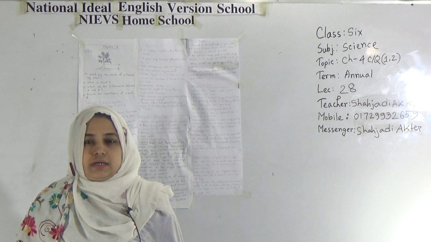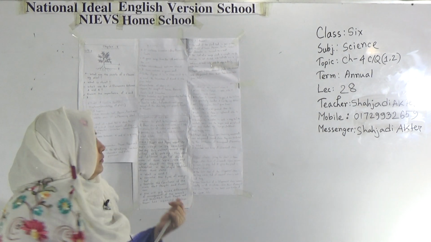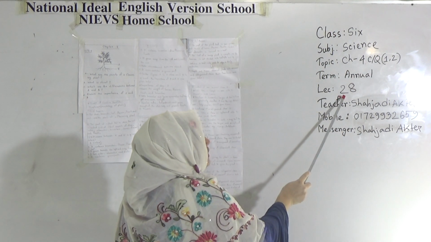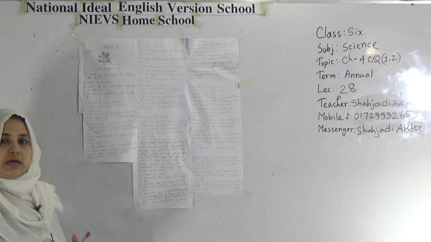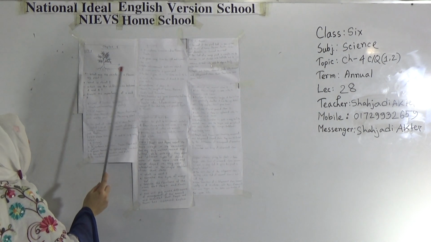Today I am going to take a science class for class 6 students. Our today's topic is chapter 4, CQ 1-2, and our lecture number 28. Okay, dear students, let's start our class. Our today's chapter is chapter 4, morphology of plants.